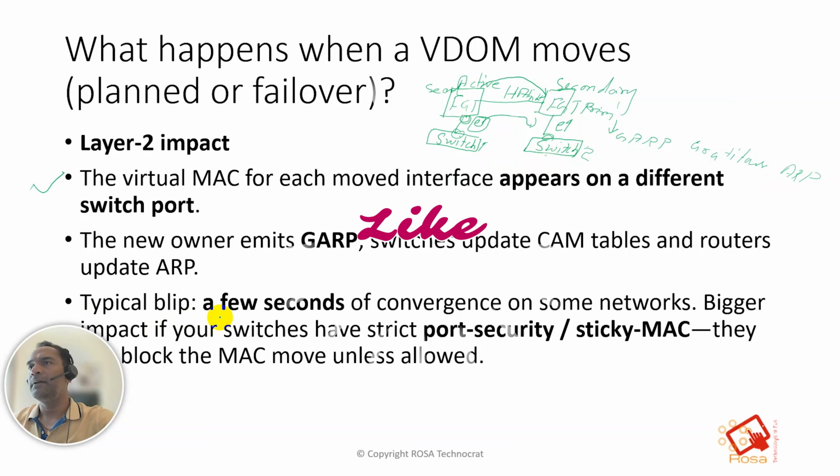Typically, a few seconds of convergence on some networks, or bigger impact if your switches have strict port security or sticky MAC. So if your devices have switch port security enabled, or are restricted to a specific MAC, in those cases you might have issues. I suggest adding these MAC addresses into your switch port security on both devices, or disabling switch port security if you have it. Generally I have not seen switch port security within a data center. It may be there, may not be there, but generally it's not.